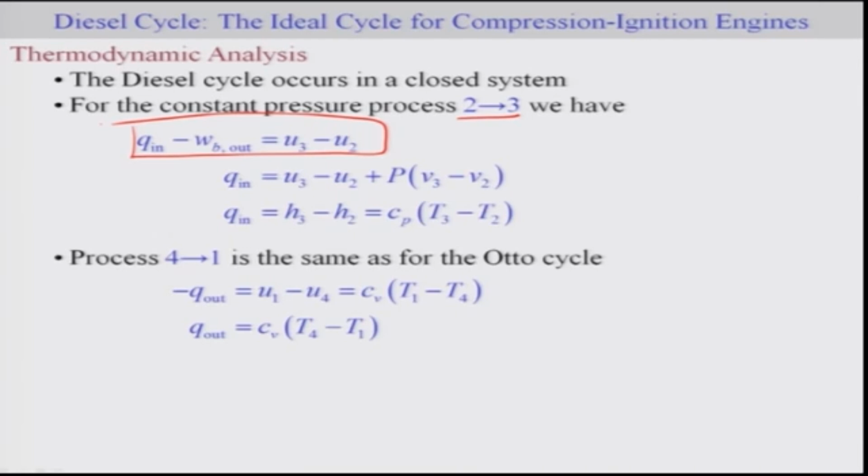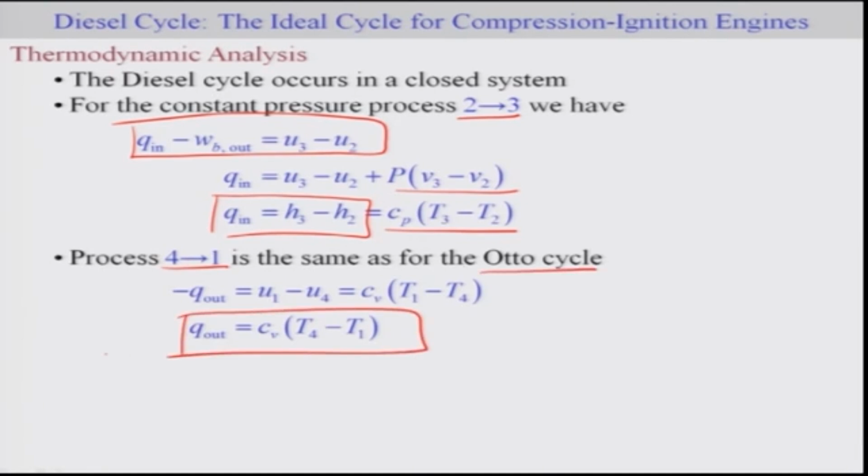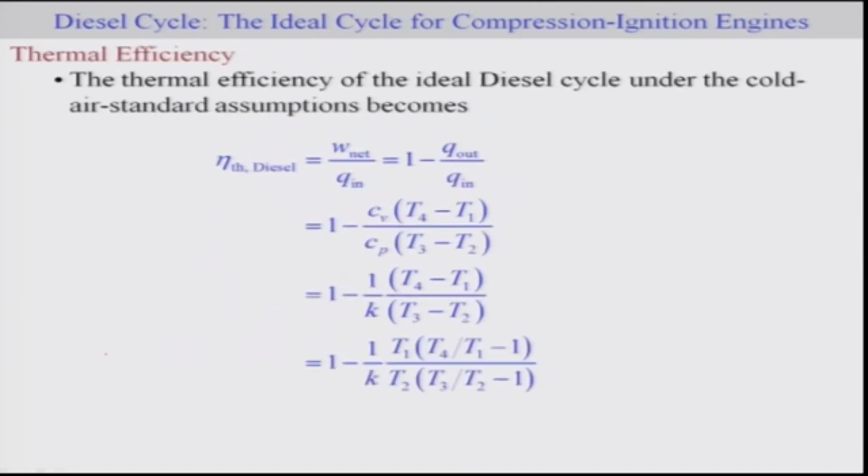Earlier for the Otto cycle we simply used Q in is equal to the change in internal energy, and then we replaced the change in internal energy by Cv delta T. But in this case the boundary work is involved, and hence the PV work is included, which essentially means that Q in can be simply written in terms of the change in enthalpy, and considering the air standard assumption you can simply replace delta H by Cp delta T. But for the case of 4 to 1 there is no boundary work, because this is at constant volume, which is the same as the Otto cycle, and thus your Q out is simply Cv delta T, as was the case for the Otto cycle.